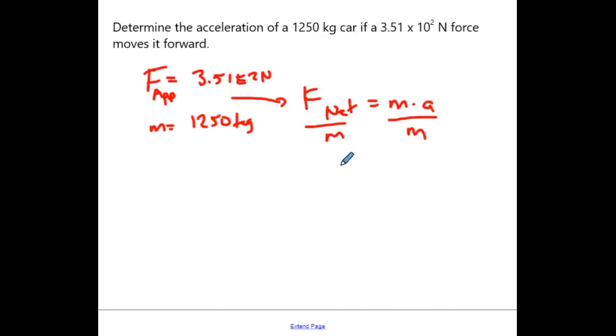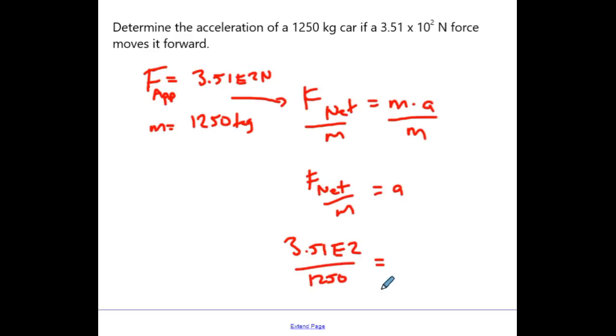So I'm going to divide both sides by m and make F_net over m equal my acceleration. This is pretty basic. We're just going to plug in 351 times 10 to the 2, divide by 1250, and that'll give us our acceleration value. So I've calculated an acceleration value of 0.2808. Hopefully you've tried that as well.